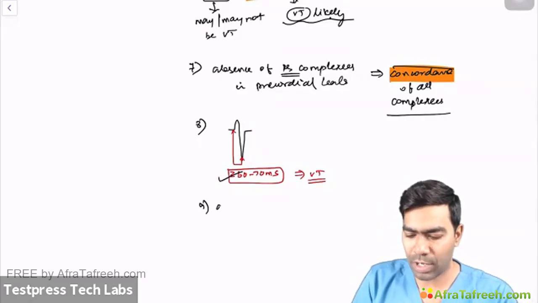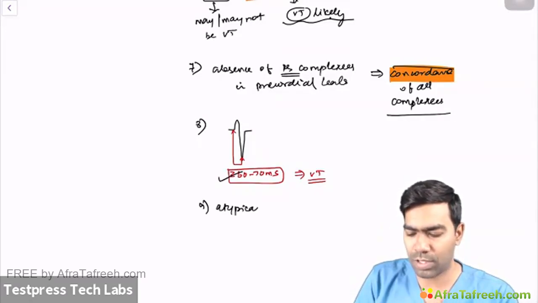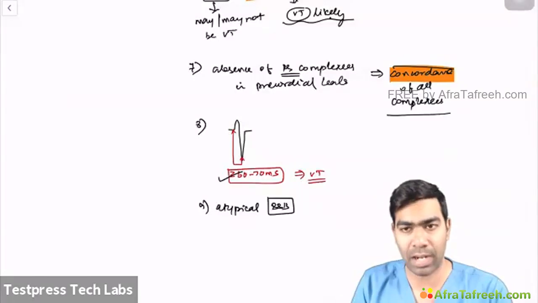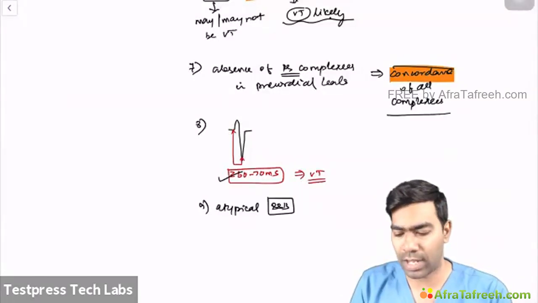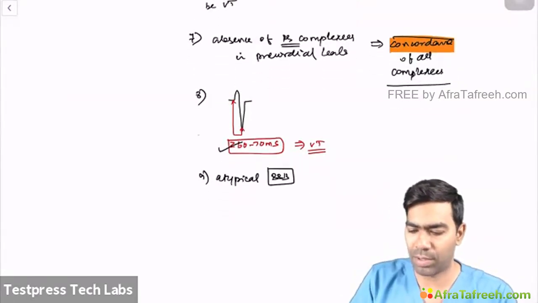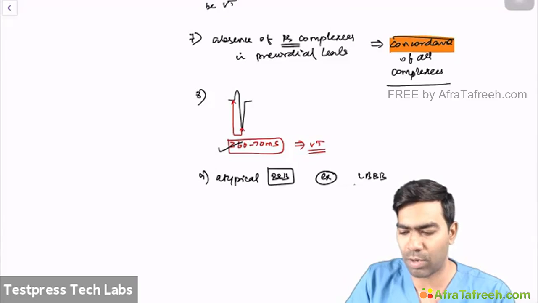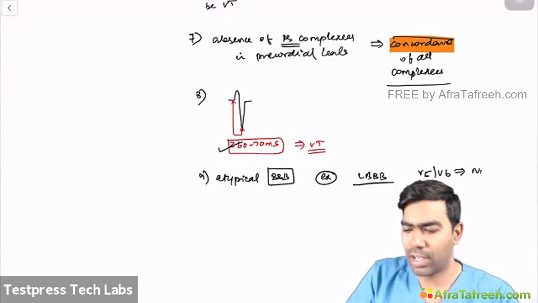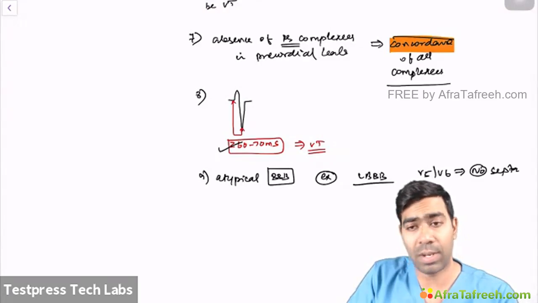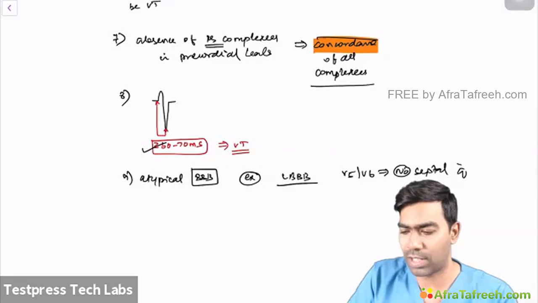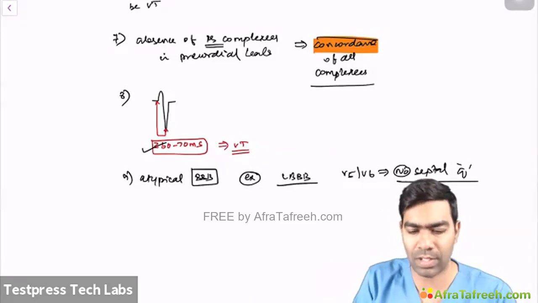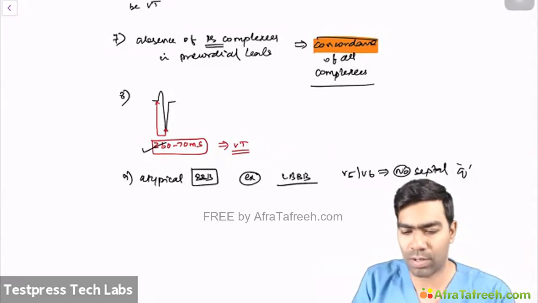Similarly, if you see some kind of atypical bundle branch block morphology, it could be atypical RBBB or atypical LBBB. In that setting also you can diagnose a ventricular tachycardia. For example, what do you mean by atypical bundle branch block? If you have a left bundle branch block, we know in V5 and V6, strictly no septal Q waves. These points will be coming very handy now, because yesterday we discussed there should be no septal Q waves at all. If it's a left bundle branch block, absolutely no septal Q waves in V5 and V6.